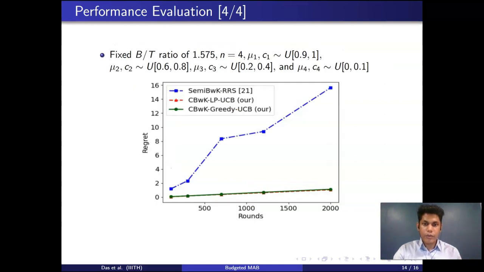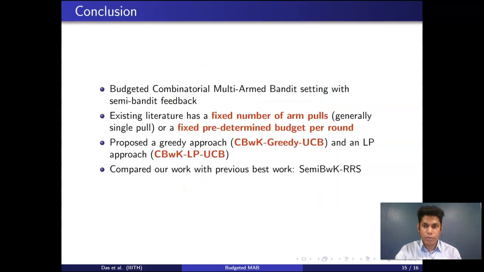Finally, we conduct an experiment where the arms are not identically distributed, and what we see is that both our algorithms perform a lot better than that of semi-BWK-RRS. This is because they fix the budget per round, and if we take such situations where it's not uniformly distributed, then our algorithm clearly shows the edge.